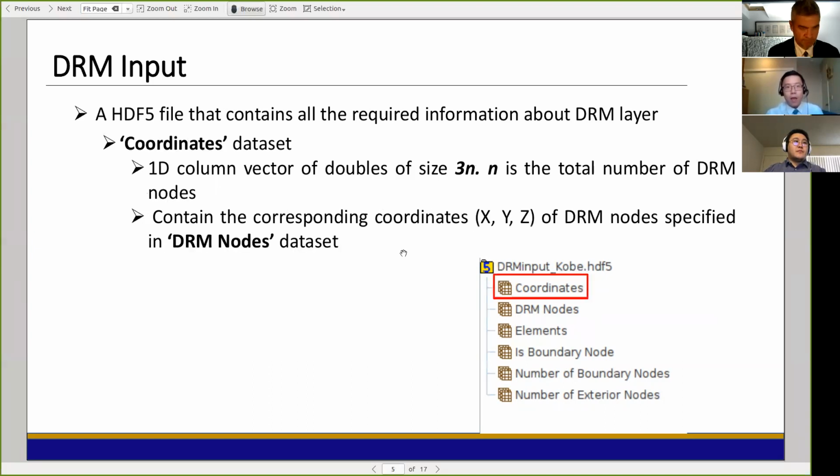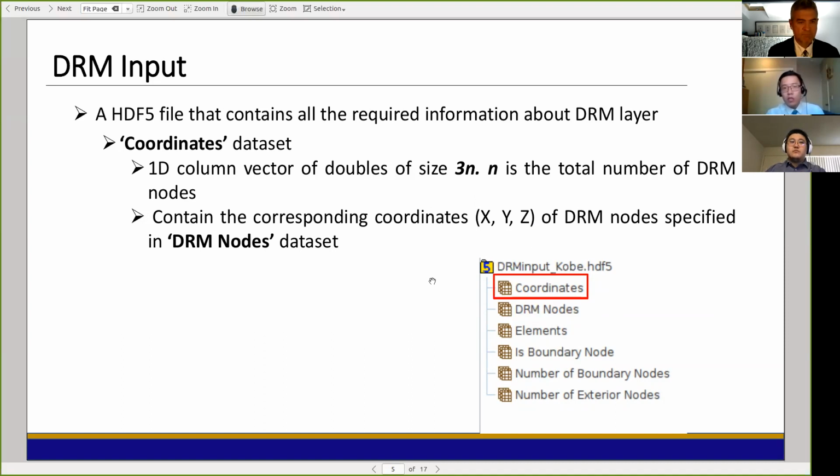And then the third one you need is the coordinate data set. That is a 1D column vector of doubles of size 3 times n, because for each DRM node, you are going to specify 3 coordinates x, y, and z. The order of these coordinates corresponds to the node ordering in the DRM node dataset that you previously defined.